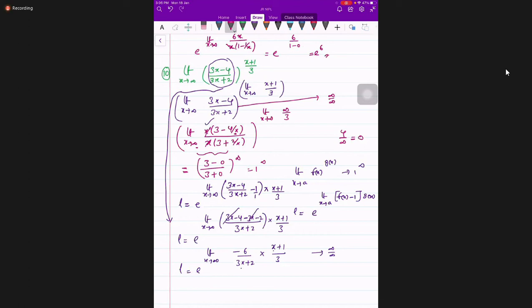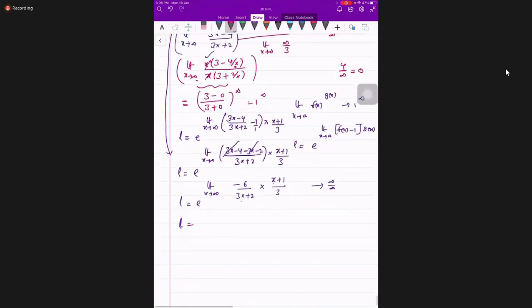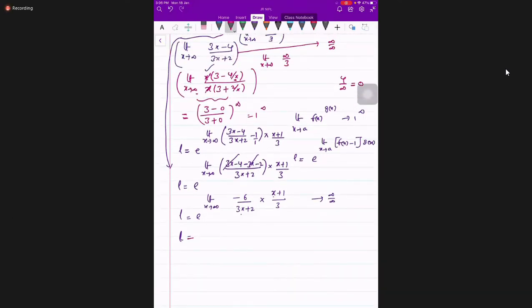One second, the mode is not responding. Yeah. So L equal to e power, limit x tends to infinity, minus 6 into x, you are taking common x divided by x, again we are taking common, 3 plus 2 by x into 3. Now x and x are getting cancelled and we eliminated that situation.